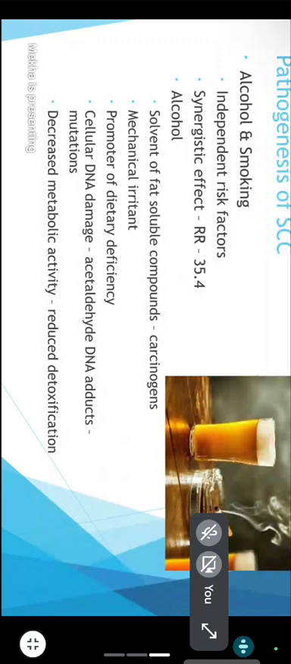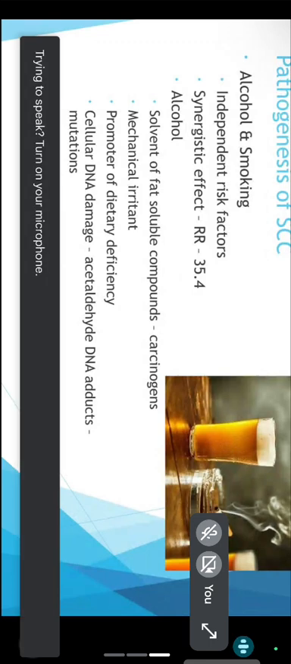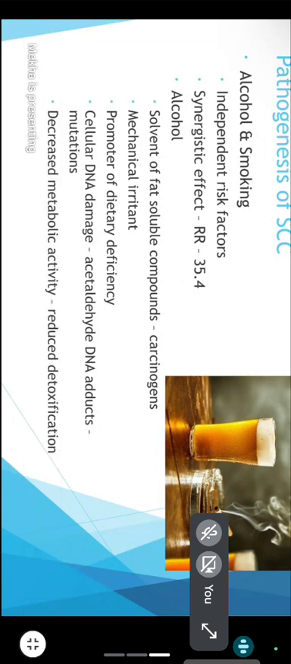Synergistic effect. Again, this is just for Vijay Kumar sir. He has very, very important. So just a point to you guys, if at all he comes, he might ask about the relative risk of most of the etiological factors. It's something he loves to ask, so that is why I have put that there.